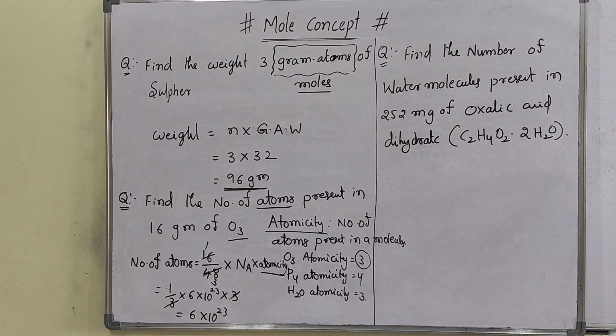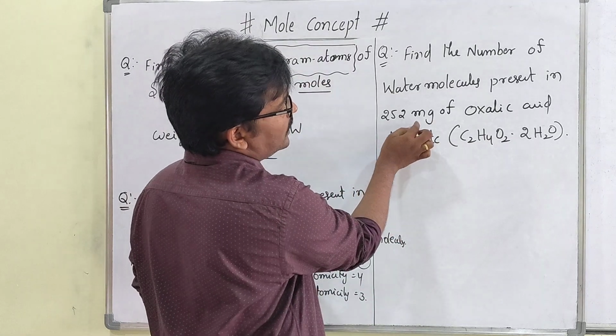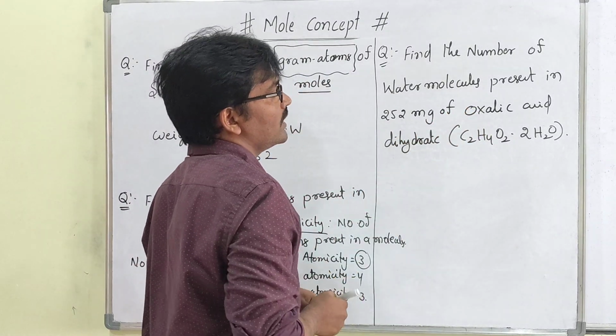Find the number of water molecules present in 250 mg, nothing but milligrams, of oxalic acid.